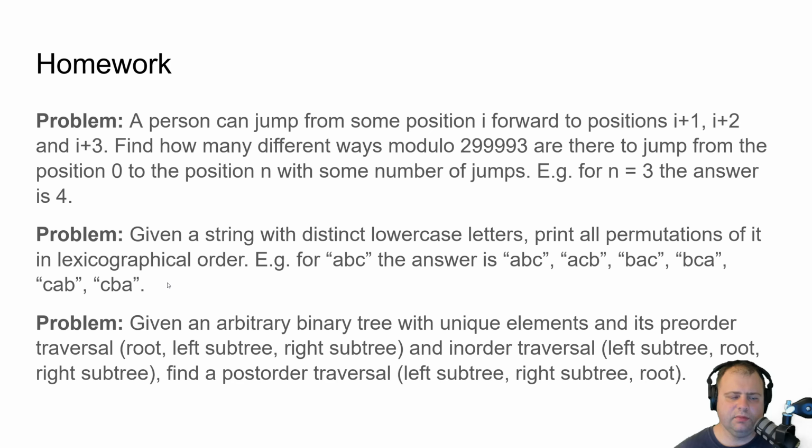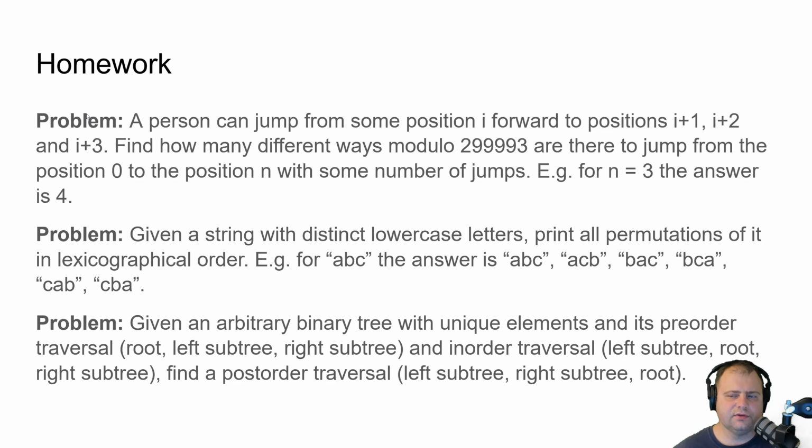And the last problem, given an arbitrary binary tree, this time without any specific ordering, but with unique elements, and its preorder traversal, root, left subtree, right subtree, and inorder traversal, left subtree, root, right subtree. Find the postorder traversal, left subtree, right subtree, root. So pause the video, try to solve the homework yourself, and then you can come back for analysis of these problems.